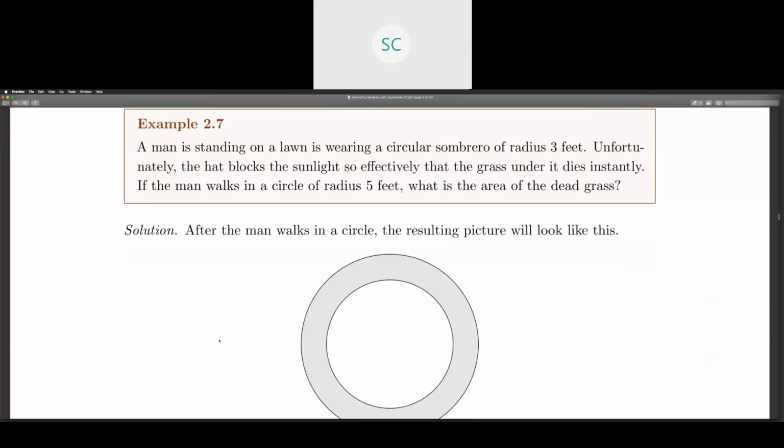So I'm going to give you guys the picture for this one. You're given a man standing on a lawn wearing a circular sombrero of radius 3 feet. Maybe it's Cinco de Mayo, who knows. Unfortunately, the hat blocks the sunlight so effectively that the grass under it dies instantly. We're told that if the man walks in a circle of radius 5 feet, we want to find the area of the dead grass. So go ahead and try this problem out.